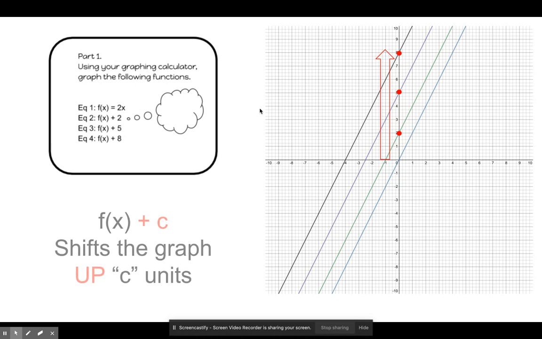So the transformation that is happening here is that if we take any number and we add it to the function, it's going to cause that graph to shift up C units. Meaning if I add 2, it's going to go up 2. If I add 5, it's going to go up 5, etc.